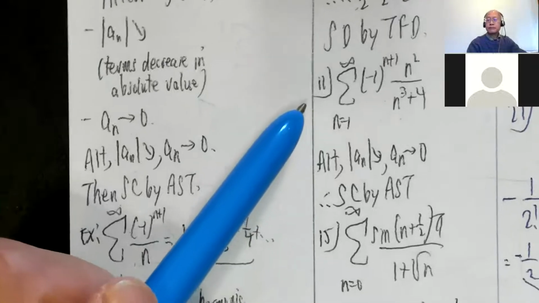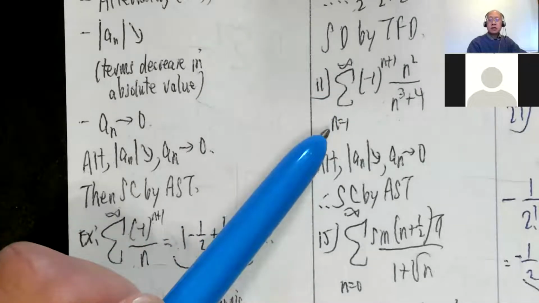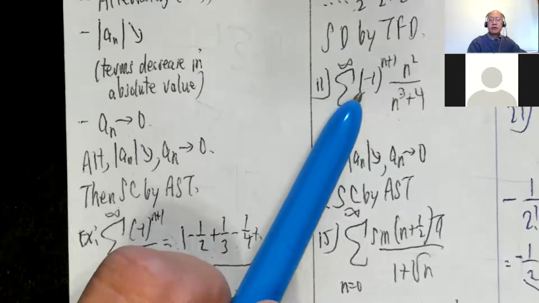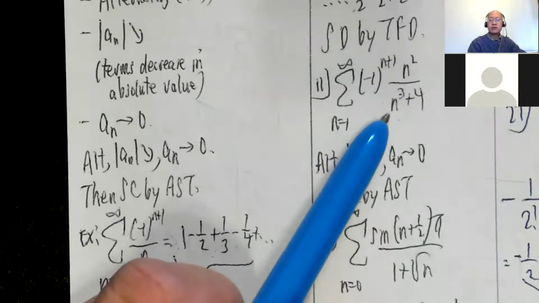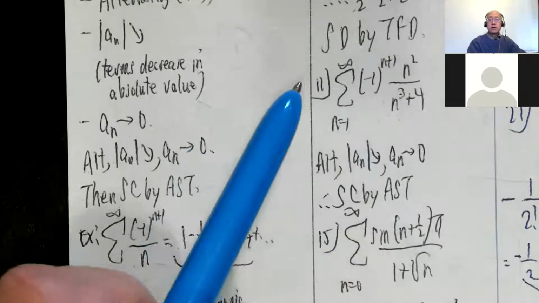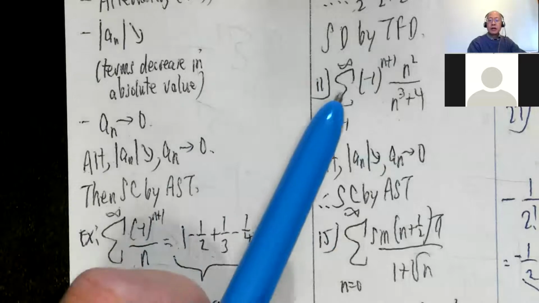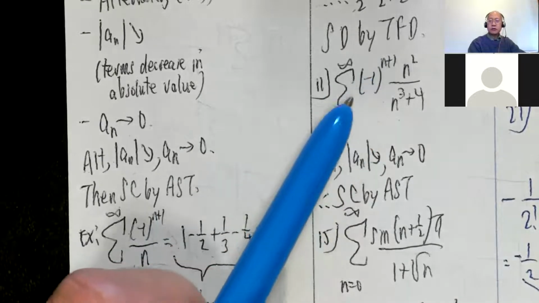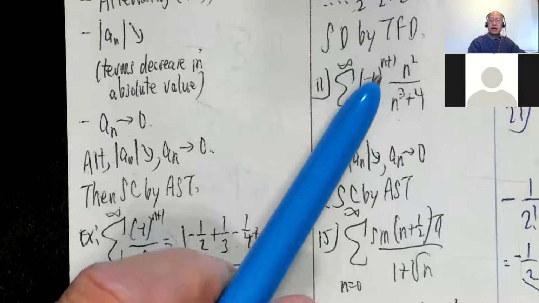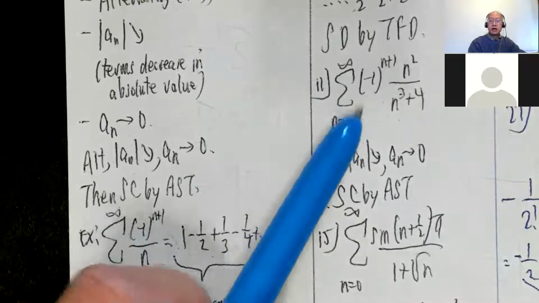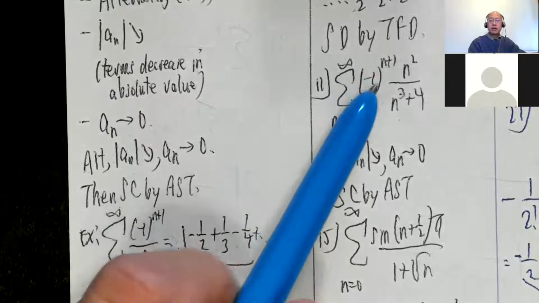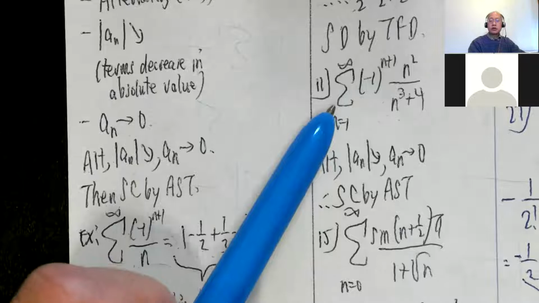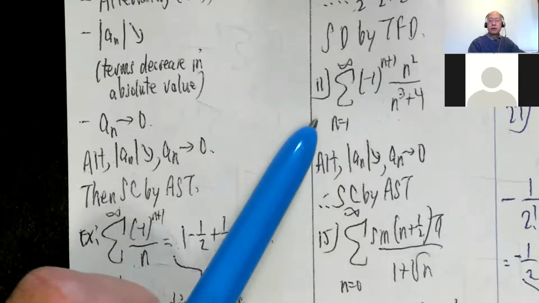All right, 11. Summation n equals 1 to infinity, -1 to the n plus 1, n squared over n cubed plus 4. Okay, this should be fairly straightforward. Is it alternating? Yes, that -1 stuff tells you. What's the n plus 1 do? Well, it means you're starting off with a positive. Plug in 1, 1 plus 1 is 2. So it goes plus minus plus minus.